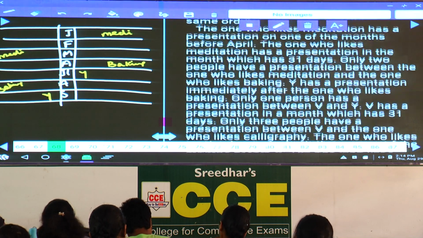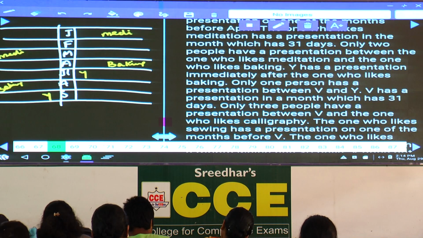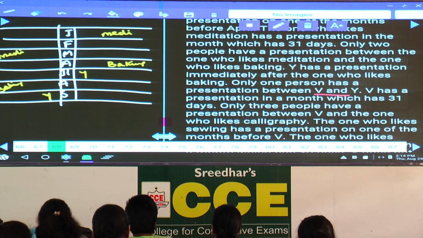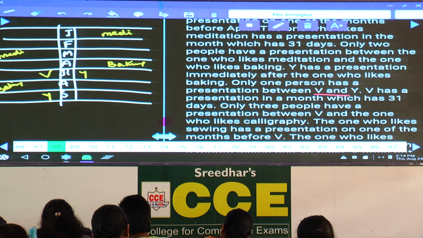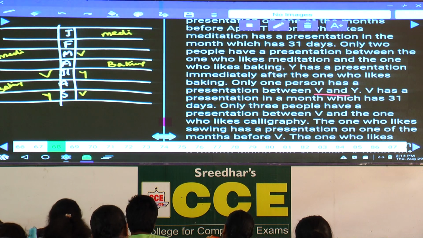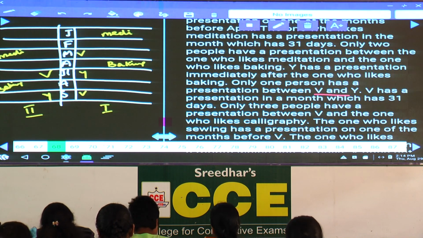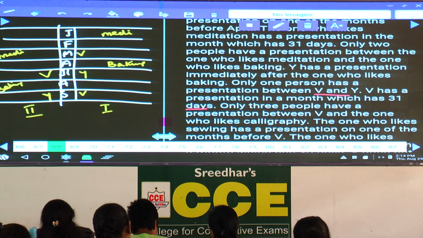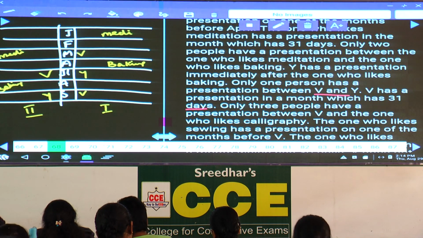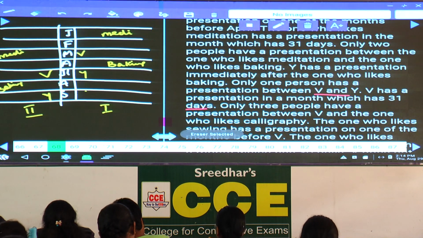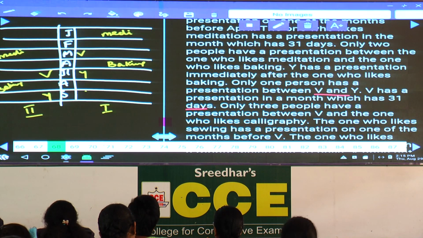Next one. Y has a presentation immediately after the one who likes baking, and only one person has a presentation between V and Y. Now between V and Y, tell me how many people are there? There is exactly one person. Hence V can be either here or here. In the first case, we are having two different possibilities for this V, and in the second case, we are having only one. And V has a presentation in a month which has 31 days. Then V cannot be in the month of September. As V cannot be in the month of September, hence we are left with only one case.